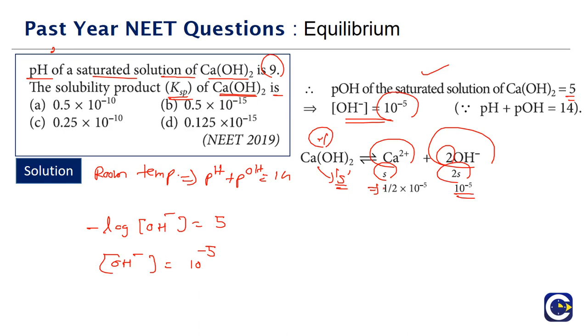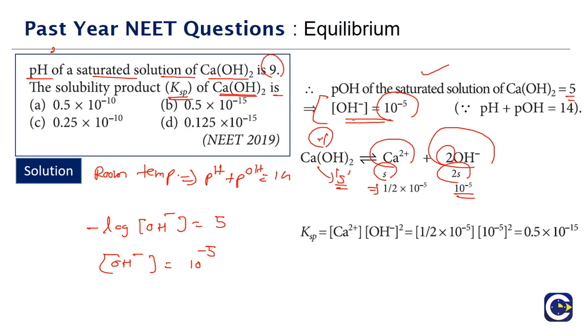So understand clearly how we are getting it. Since we already have the OH minus ion concentration, which is equal to 2S value, S value will be equal to what? Half of that. So now what do we have? We have the concentration of Ca2 plus and the concentration of OH minus ions, so we can use the KSP formula.